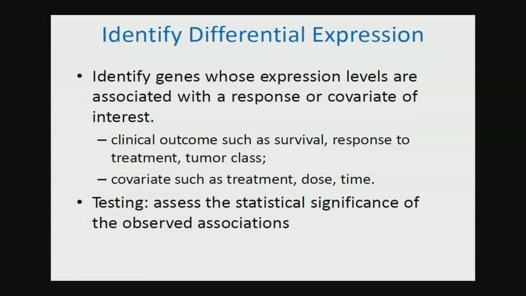And we want to assess this. Identifying differential expression will be done by testing, to assess the statistical significance of the observed association. So usually a quick way would be to just look at the fold change, right? But fold change is just quantifying the magnitude of the difference. You need a more definitive way to assess the difference, and that is done by statistical testing.